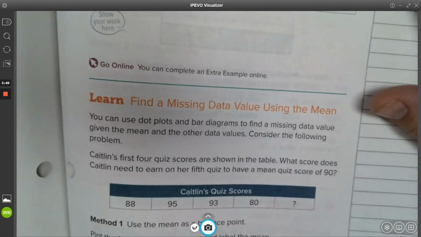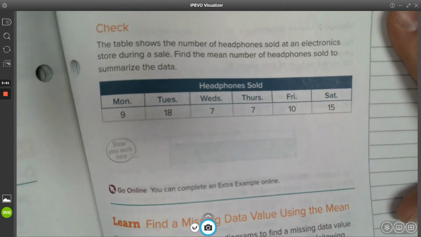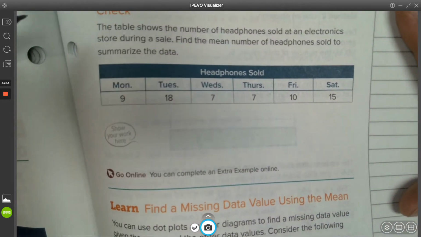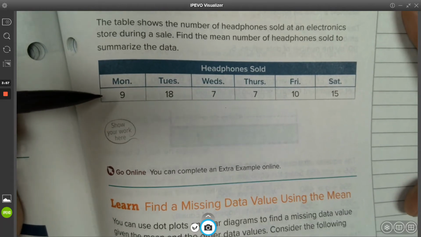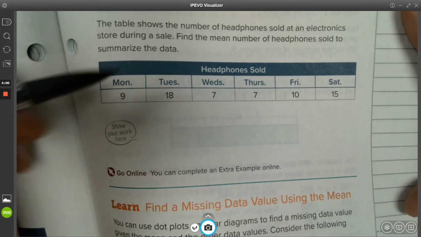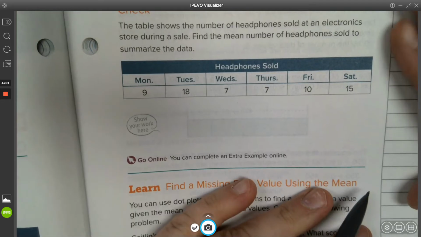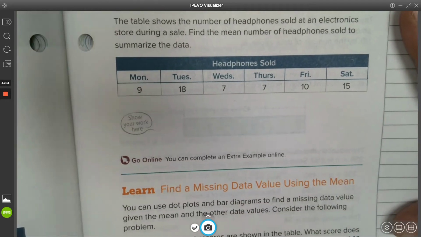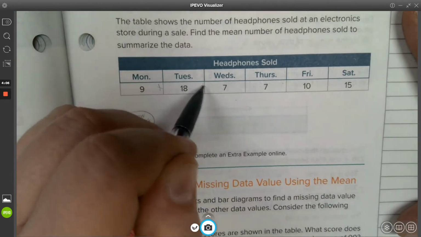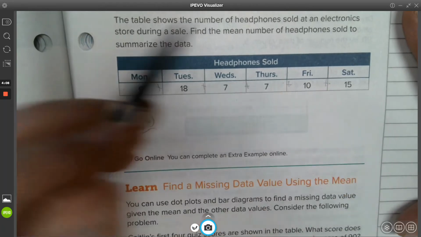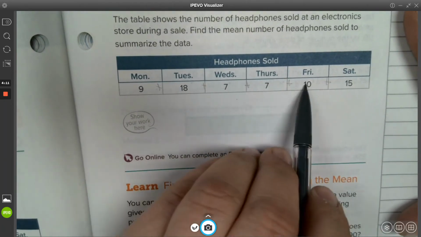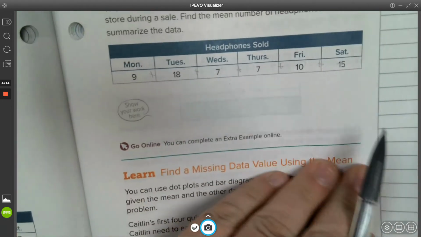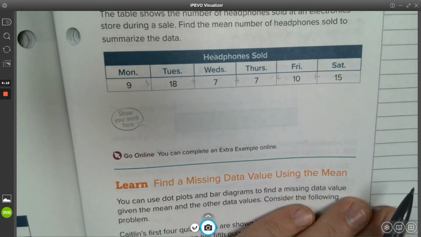So let's go ahead and try our check here. Top of the page, next page, 551. Once again, we have the table showing some data. These are the number of headphones sold in an electronics store during a sale. We're going to find the mean. So remember, first step, add it all up. Then divide by the number of data points. 1, 2, 3, 4, 5, 6. So pause here. Go ahead and solve.